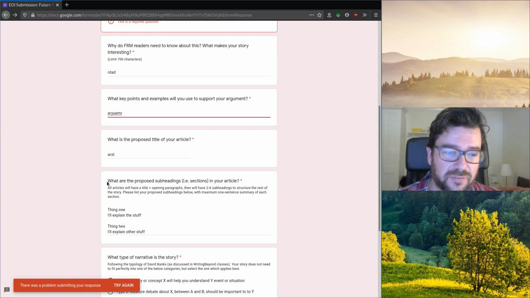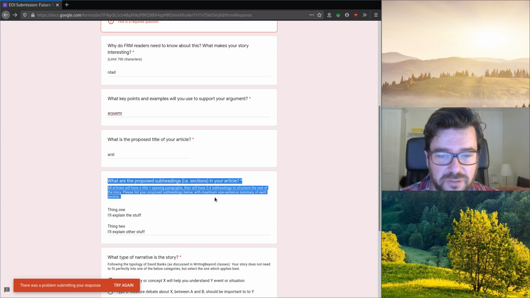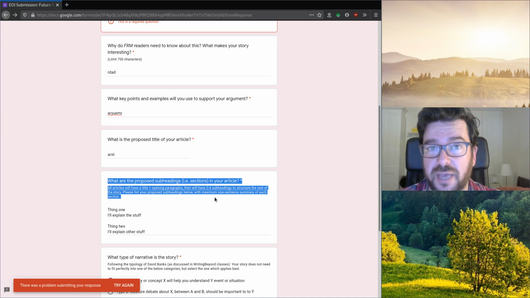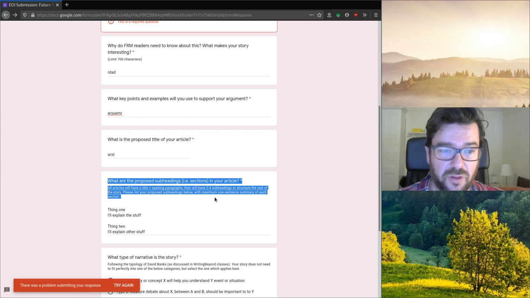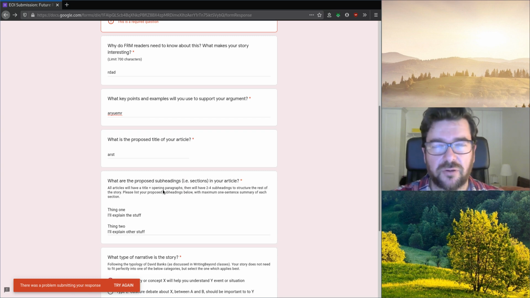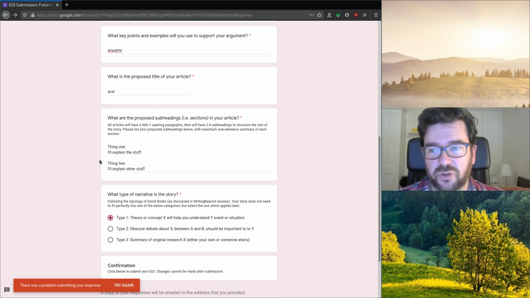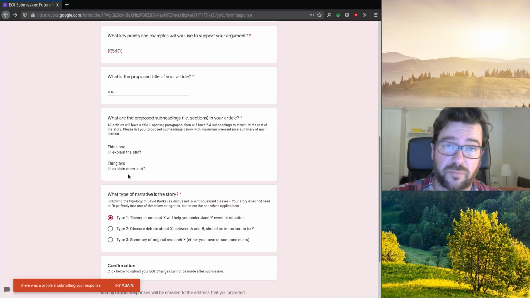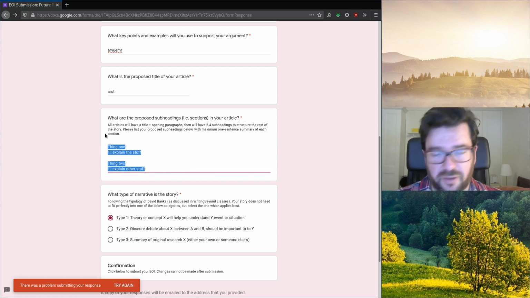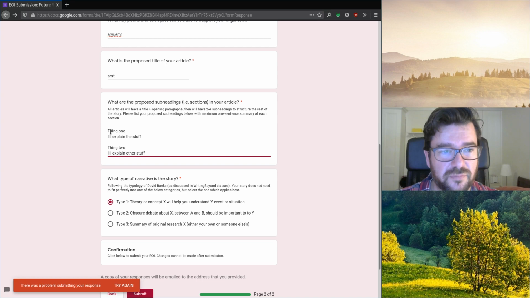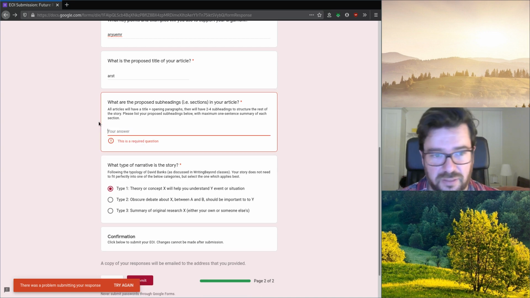And then finally the subheadings. And here, a few people commented to me that they were concerned that with the KT survey, their paragraph structure when they submitted the form was lost. Don't worry, it might look like that to you, but it doesn't look like that to us. It retains that structure when the form returns to us. It retains this kind of paragraph structure. You can see I've just added in thing 1, I'll explain stuff. Thing 2, I'll explain other stuff. If I just delete that, you can see it just looks like a single line text box.